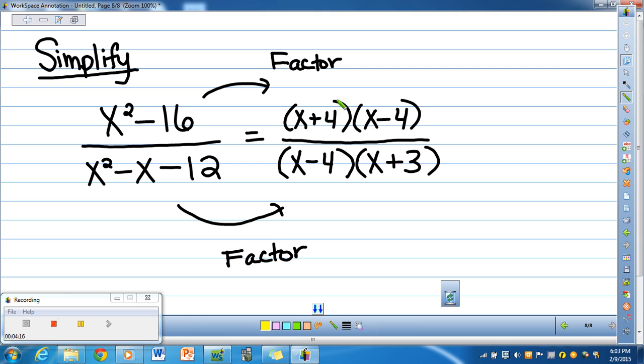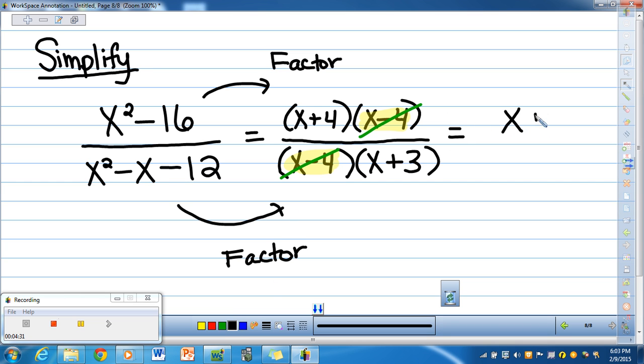Now we're looking for common factors on the top and the bottom. We have a common factor of x minus 4, so that means that we can cancel that factor in the same way we did on earlier problems. Our final answer, we are left with x plus 4 over x plus 3.